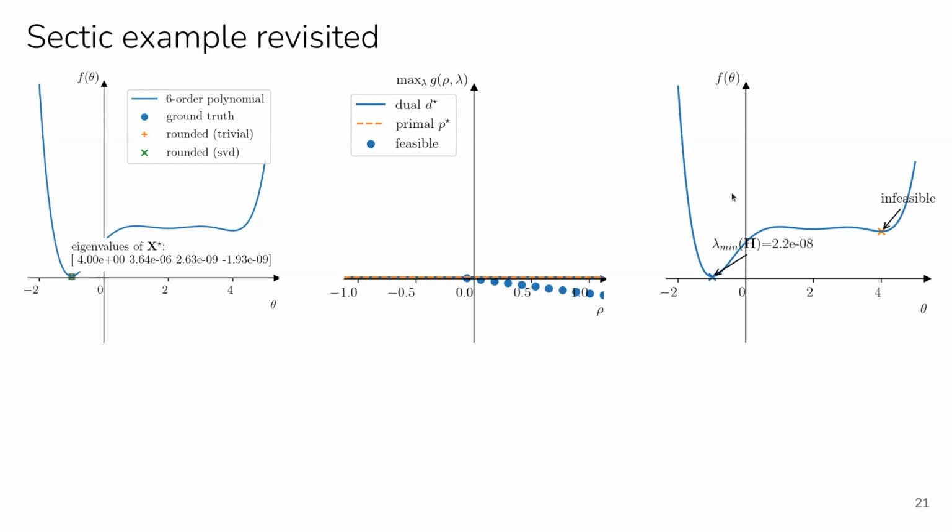Sorry, I changed the order. That's confusing. Okay, but this is the primal problem. The eigenvalues are now such that X looks very much rank 1. Also, the duality gap has become 0.